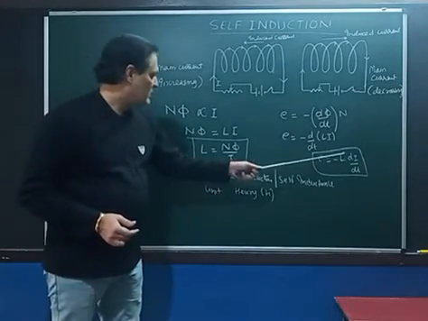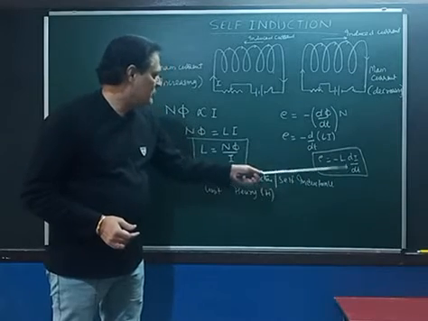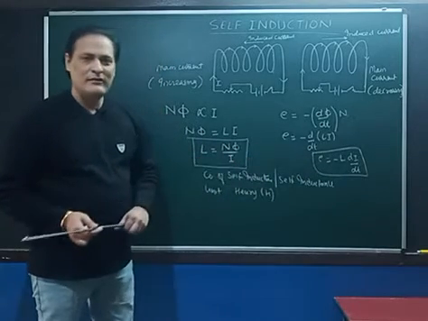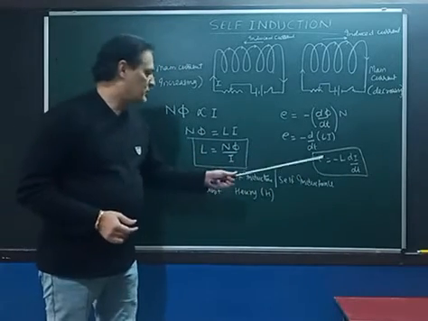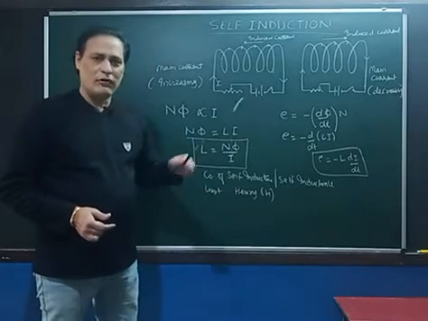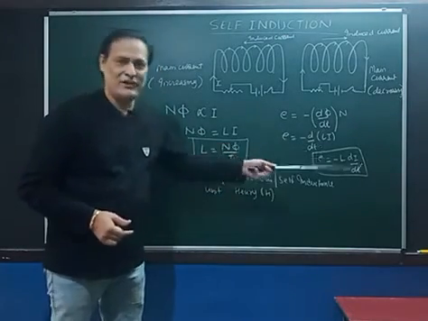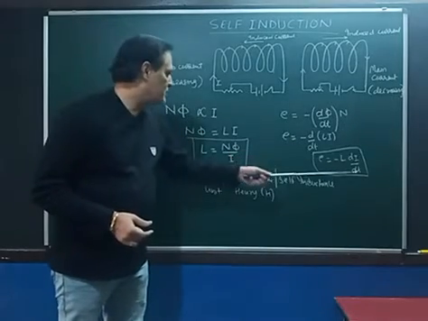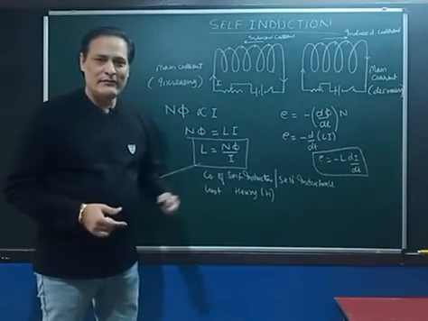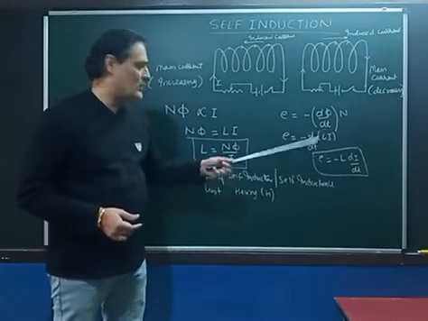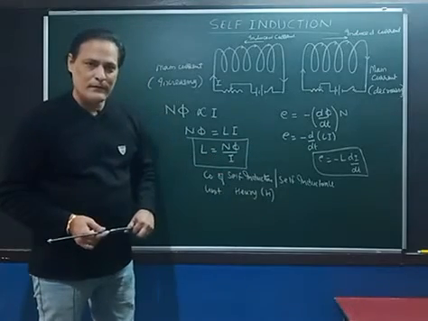When this dI upon dt is negative, then E is positive. It means when current is falling, this back EMF produces a current in the same direction. When dI upon dt is positive, then E is negative. It means that back EMF tries to oppose the growing current.